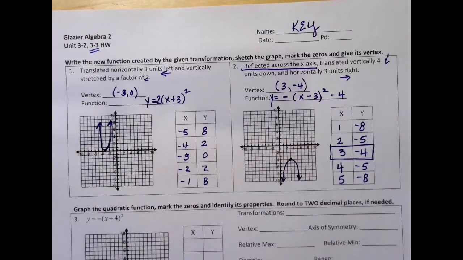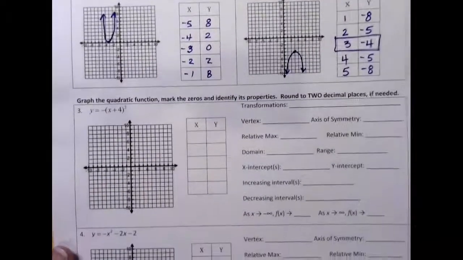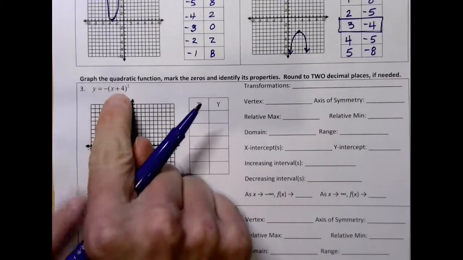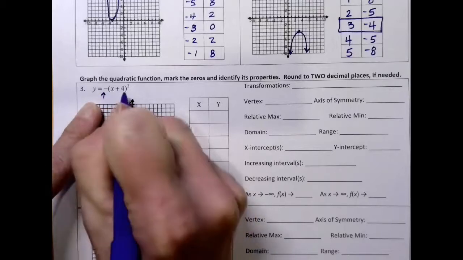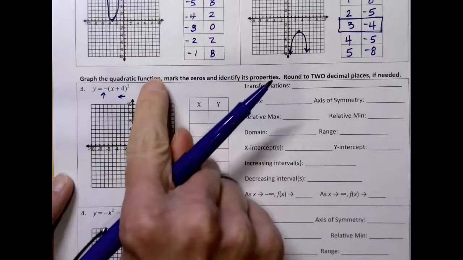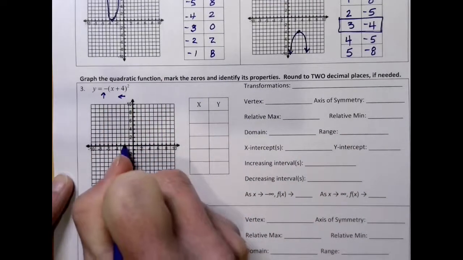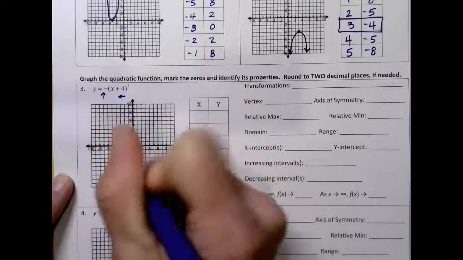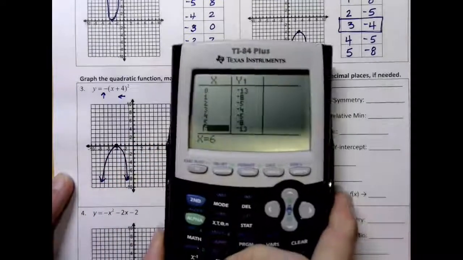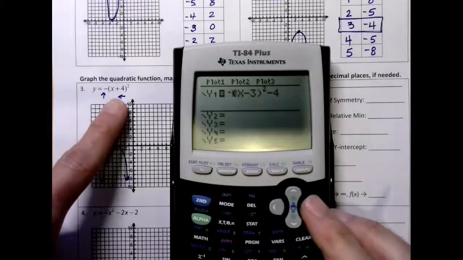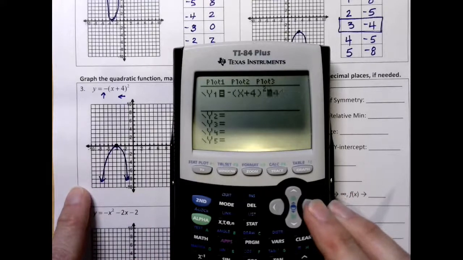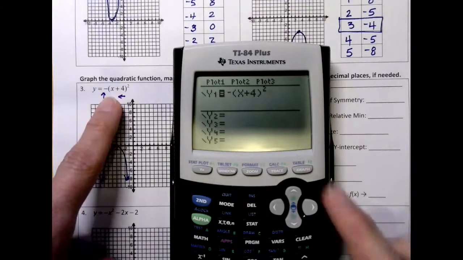All right, next one: graph the function, mark the zeros, and identify its properties, rounding to 2 decimal places if needed. So we'll go ahead and recognize we have a reflection because we see that, and we have a shift to the left of 4, and no vertical shift. So 1, 2, 3, here's my vertex. It's going to open down, so there it goes. I can get my table of values by going ahead and we'll make this x plus 4 squared, and we don't need any shift.